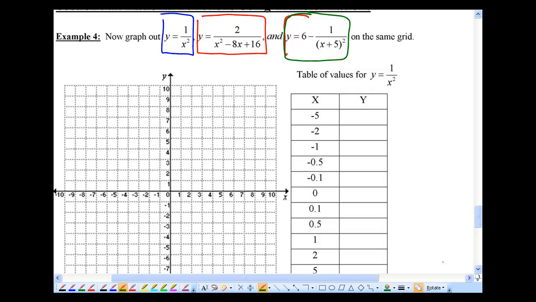All right, let's take a look at some of these numbers. Blue. Remember, -5 all squared: negative times negative is positive. Okay?